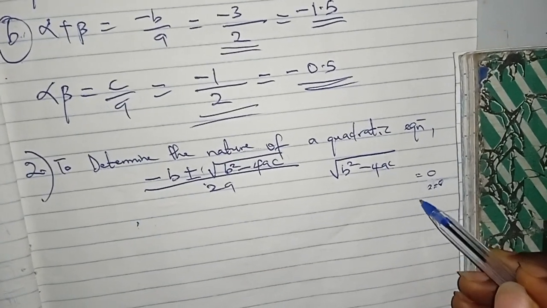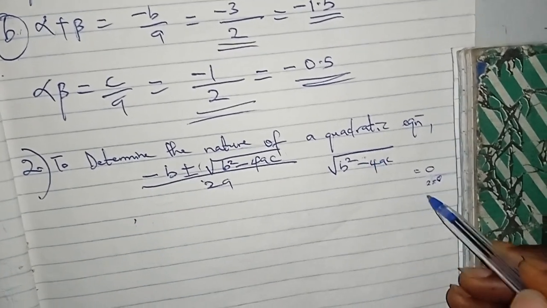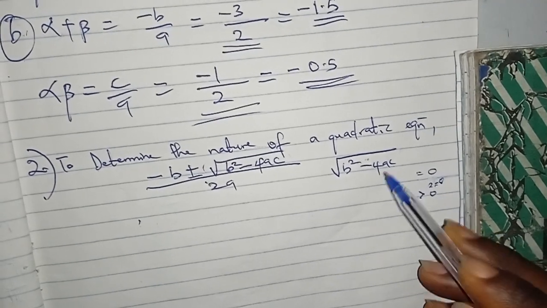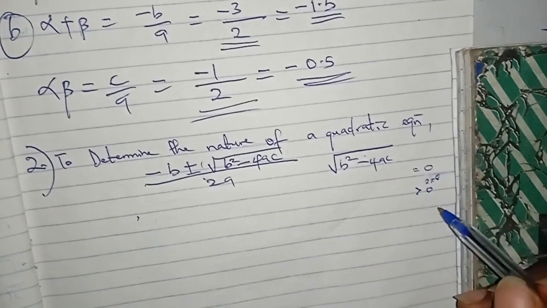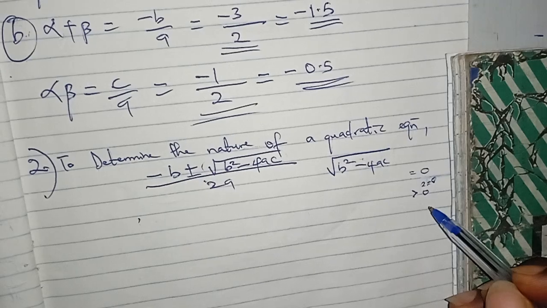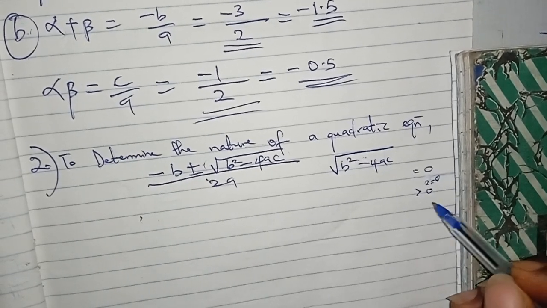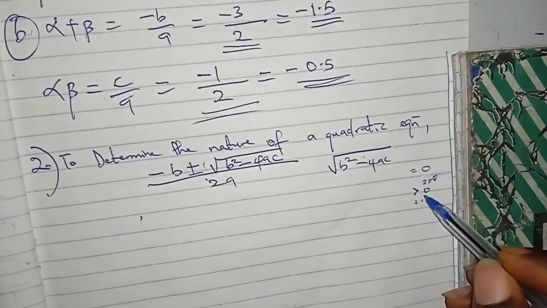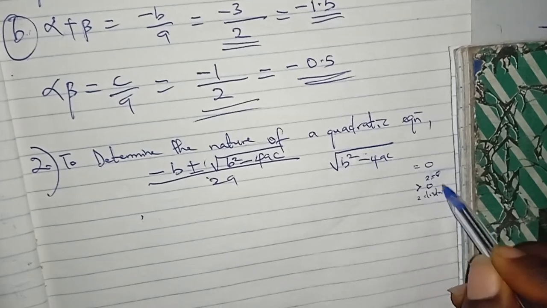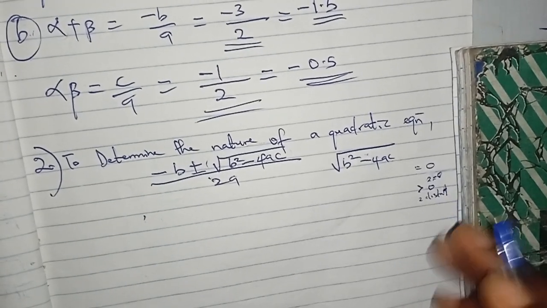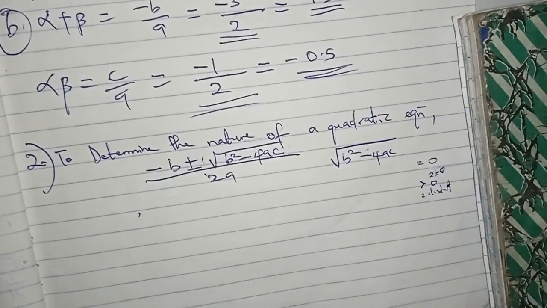While if, after solving this, you get a value that is greater than 0, it means that the nature of the equation will be such that at the end of the day you have two distinct real values, such that it will be on the positive side.